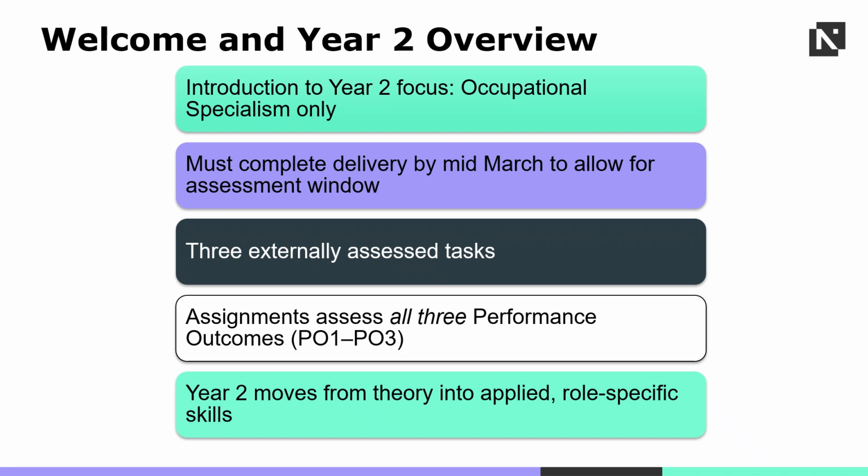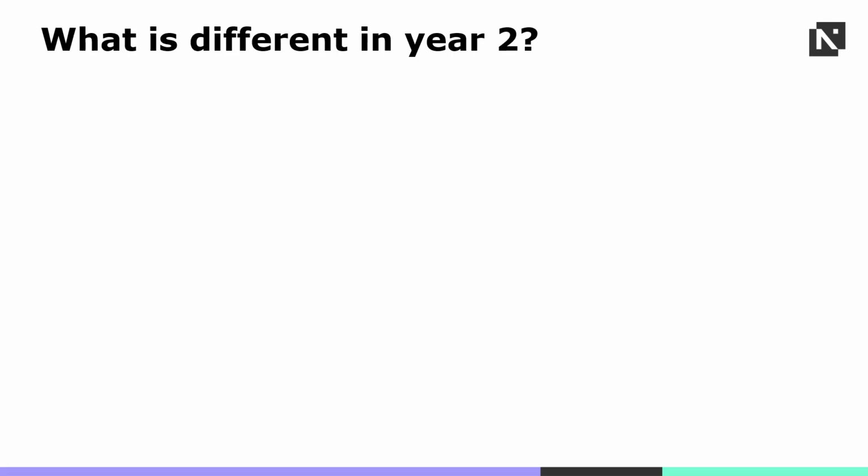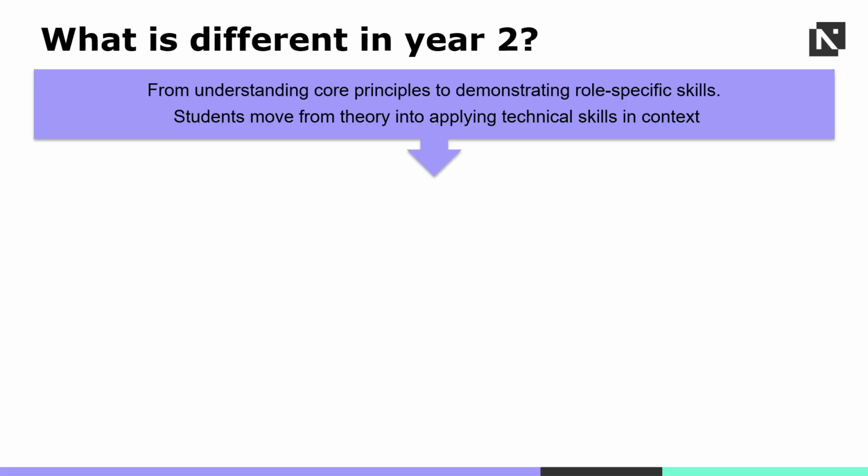All content delivery, skill building and rehearsal should be completed before the controlled assessment window opens in March. So let's explore how we can structure the year to ensure students are ready technically, professionally and confidently for their final assessments. So what does change in Year 2? Well, in Year 2 of the Digital Support Services T-level, the emphasis shifts heavily towards occupational competency. So students move from understanding core principles to demonstrating role-specific skills in line with industry expectations.